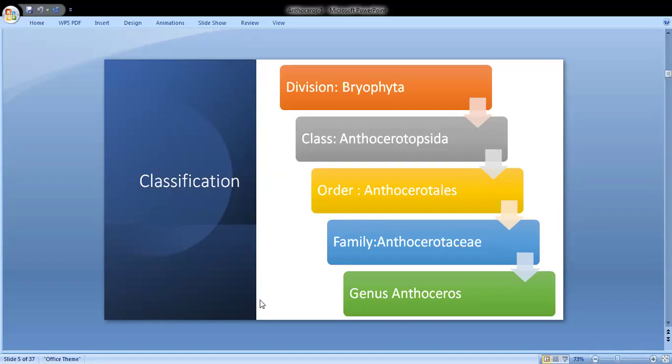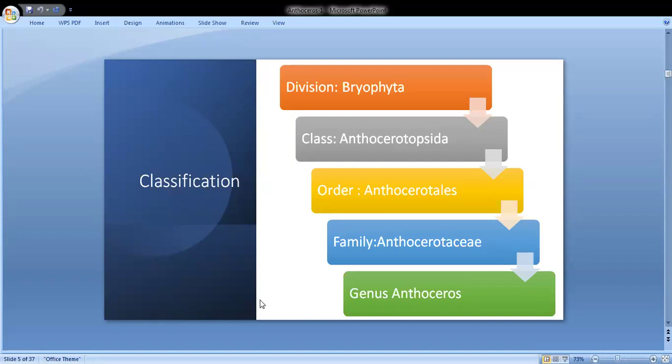Ma'am, the screen is not available. Just the general characters, ma'am, the general characters of Anthocerotopsida. The classification is there on the screen, but the general characters are not coming, ma'am. No, ma'am, we already discussed this in the last class. Okay, ma'am.